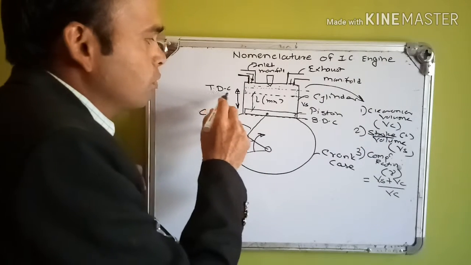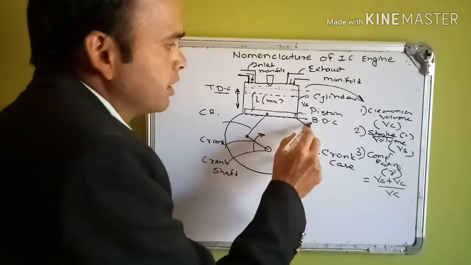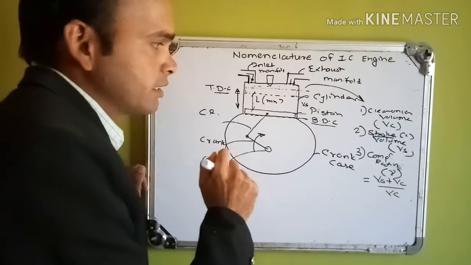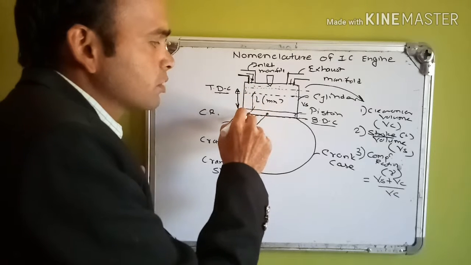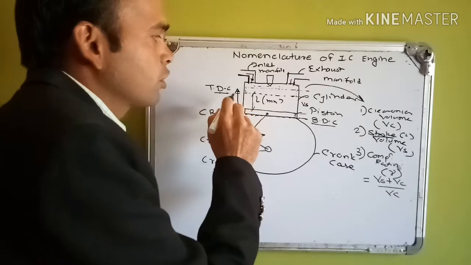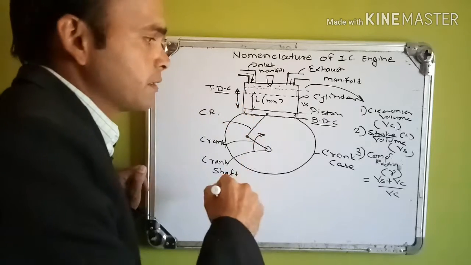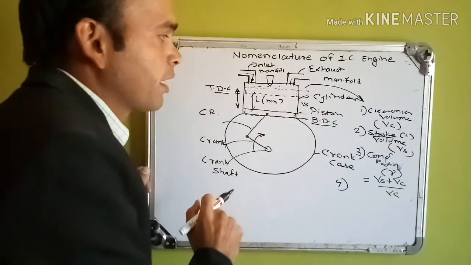dead centers. TDC is called top dead center and BDC is called bottom dead center. That is, it indicates the position of the piston at the bottom center, BDC, and the position of the piston at the top center is called TDC, right? And accordingly we have indicated all these three parameters.